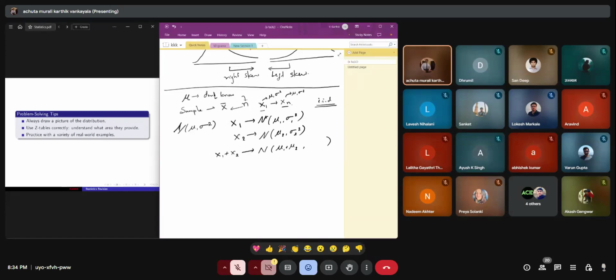for x1 plus x2. Suppose that variance is sigma square. We will discuss this later. Okay. Now here, this is because the mean is also called the expected value, and it is linear. So we can do it like this.